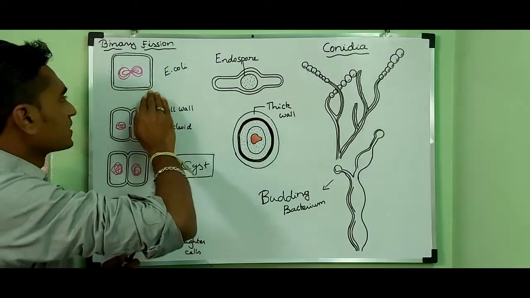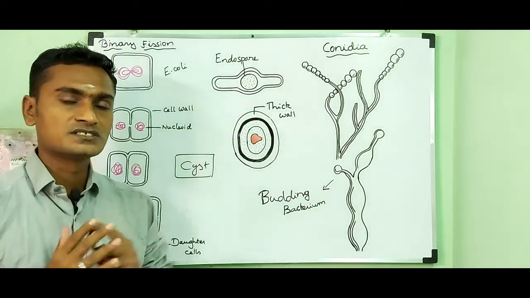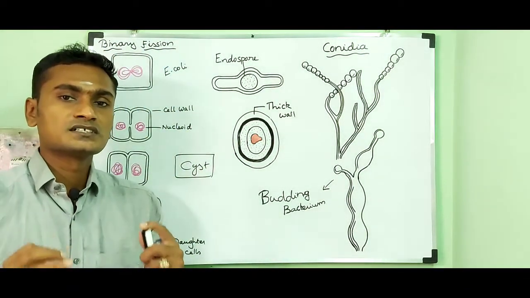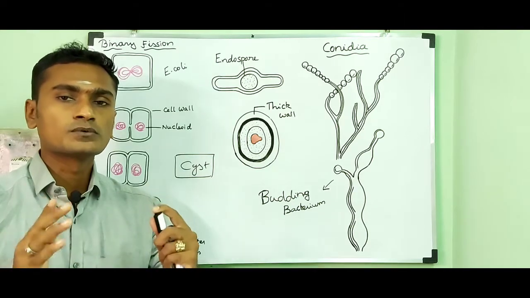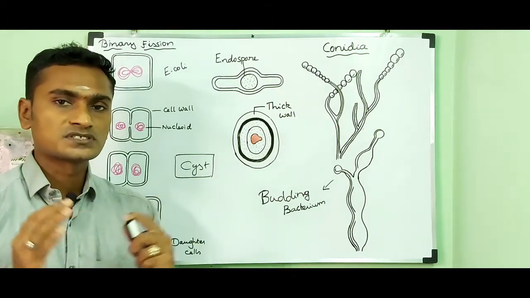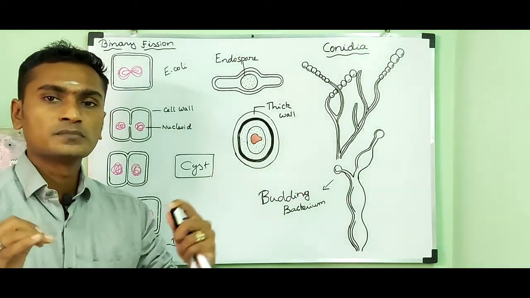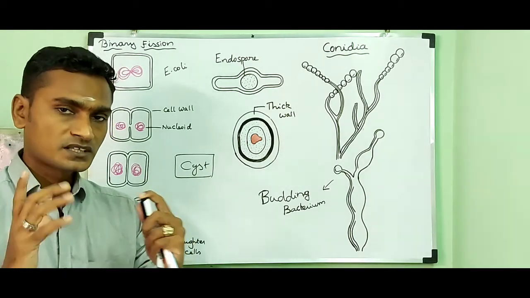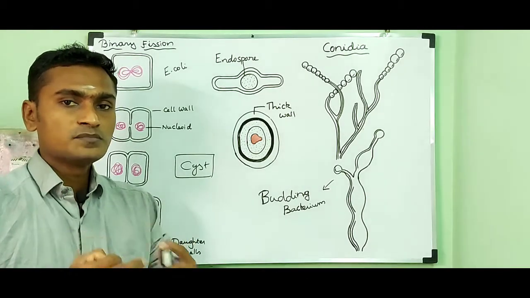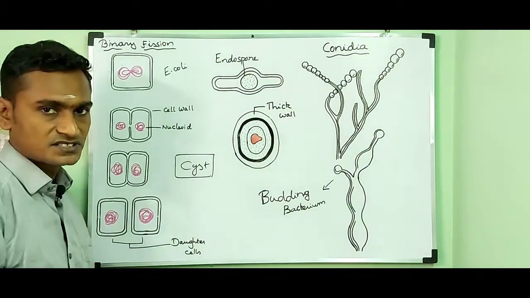First, let me explain the process of binary fission. Binary fission is the process in which a single cell of bacteria divides into two equal daughter cells. It is the most common method of bacterial multiplication during favorable conditions. Let me tell you the steps involved in binary fission.